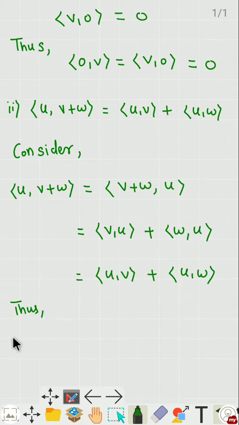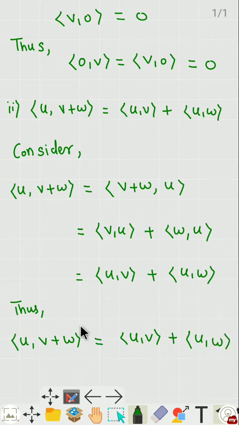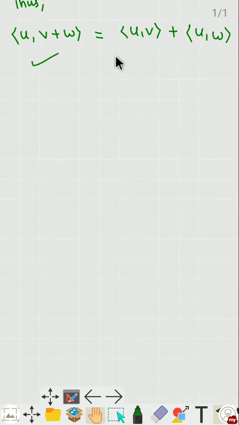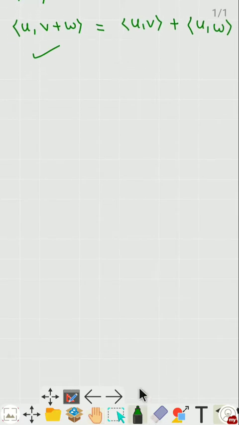Thus we proved that the inner product of u with v plus w is the same as the inner product of u with v plus the inner product of u with w. In this way we proved this second part of this theorem also. Now let us go to the third part. So what is the third part to prove?